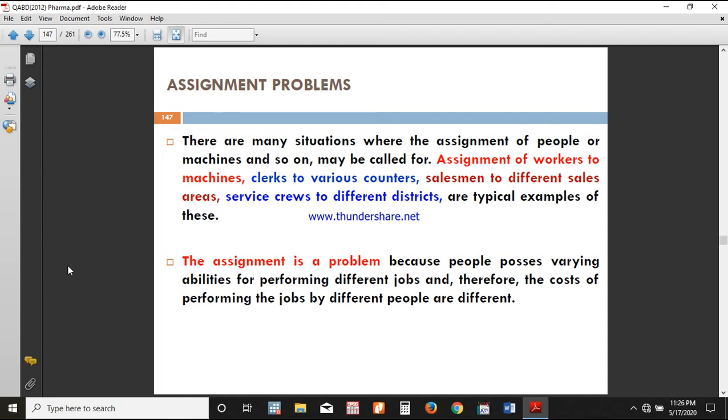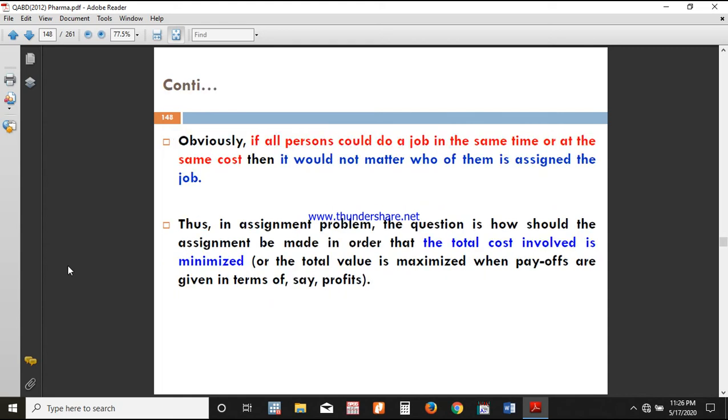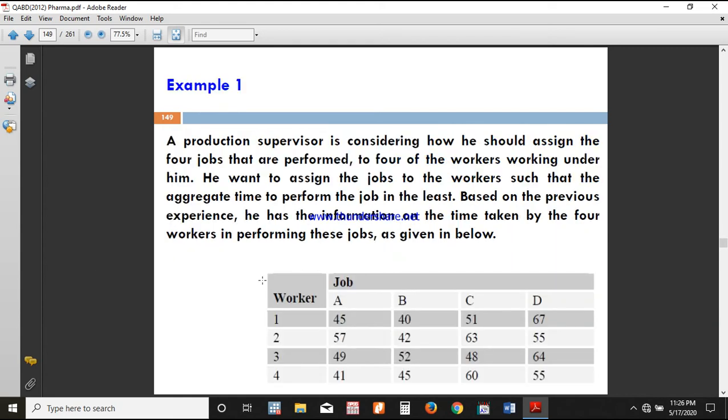Therefore, to undertake this assignment problem, now take into consideration this example. There are 4 workers with 4 jobs. To assign, for example, worker 1 to job A, it will take 45 minutes. These numbers are the minutes required to assign each worker to these jobs.